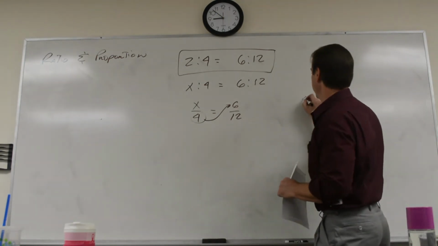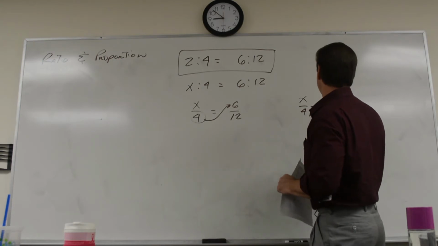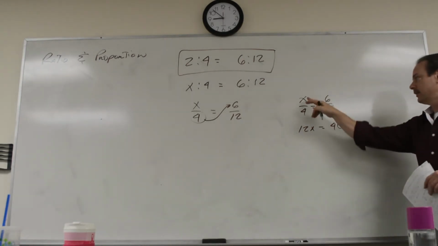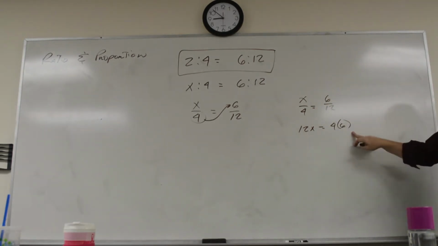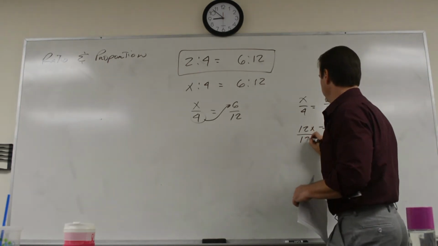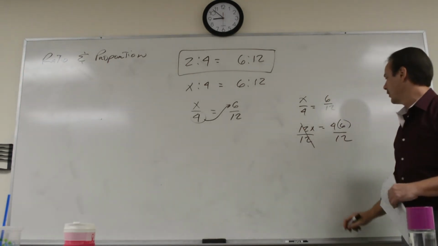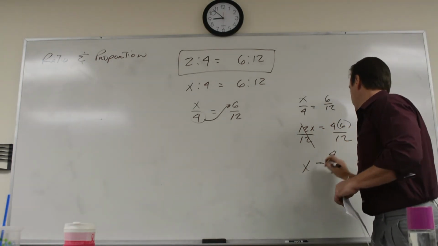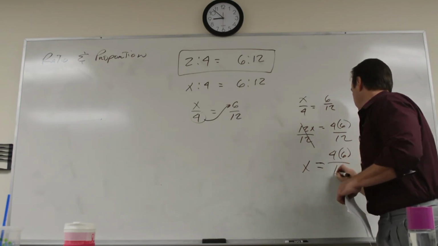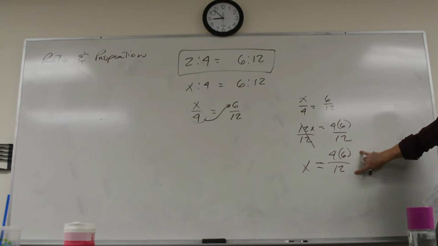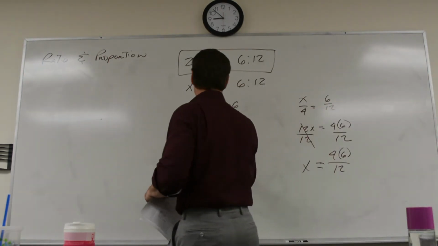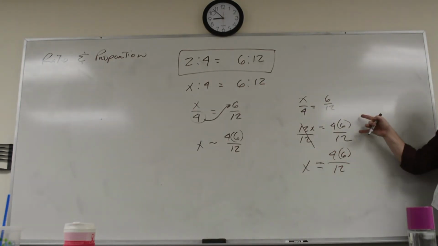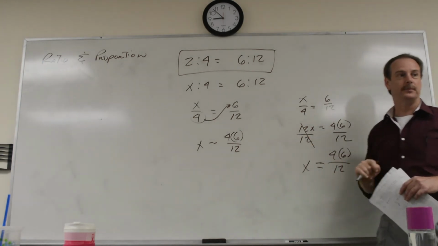Over here on the side, I'm going to prove it to you. I got x over 4, right? I'm going to do it out. If I do the cross method, I'm going to get 12x equals 4 times 6, right? Now I got to divide both sides by 12, right? So I'm going to get x equals 4 times 6 divided by 12. Isn't this the same as this? This would be x equals 4 times 6 over 12. Isn't this the same as this? This took 2 steps. This took 1 step.